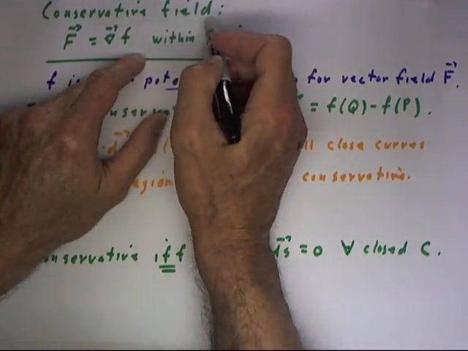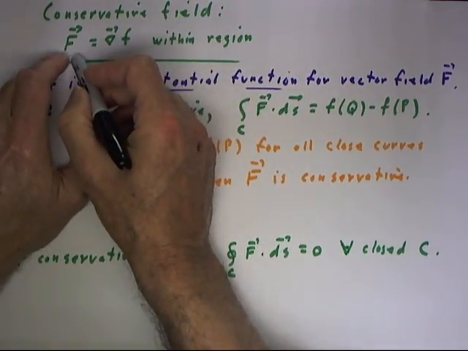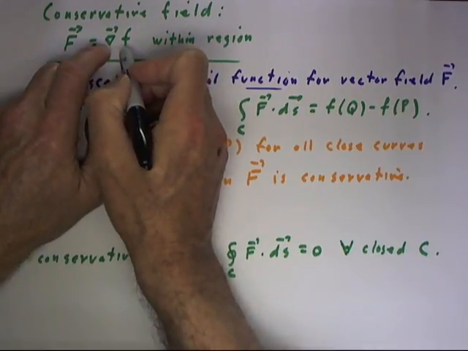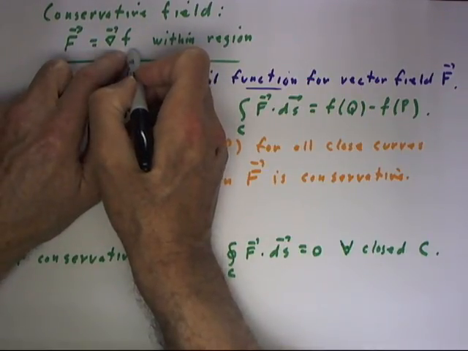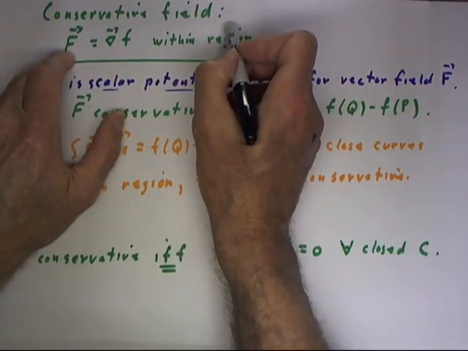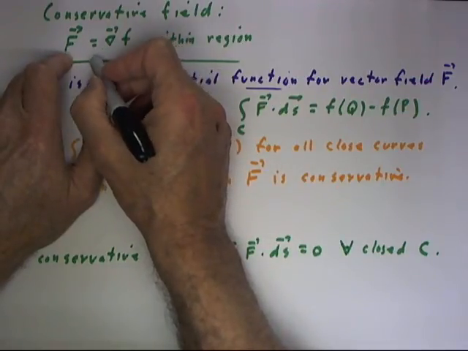A conservative vector field is defined to be one for which there exists a function little f such that the field is the gradient of that little f. So a conservative vector field is a field big F of whatever the variables are. This can apply to any number of dimensions.